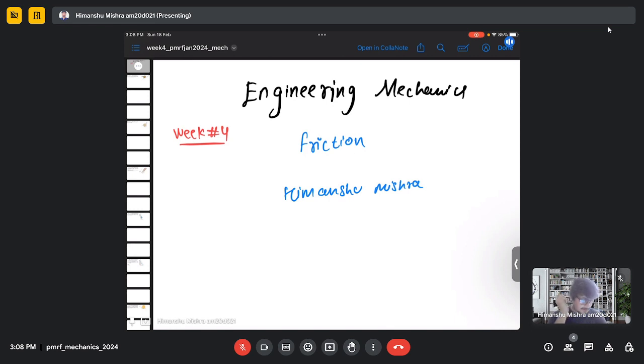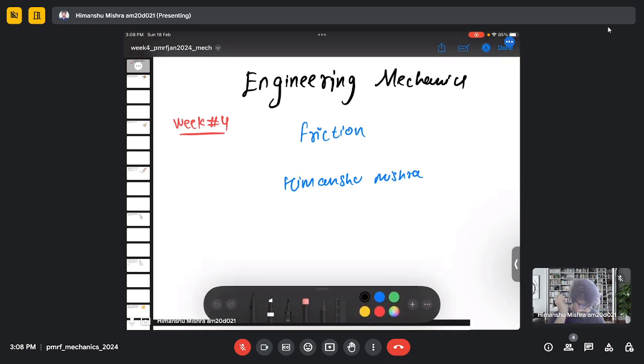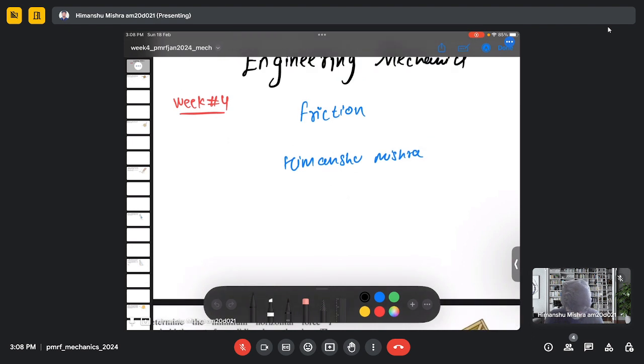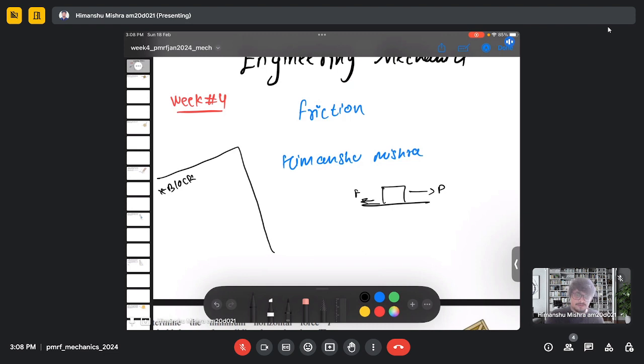So basically in the friction, there are some categories of problems that you need to know about. So first is the block friction problems, where you usually have a given block, and there is an external force which is usually acting on the block, and you need to find either the external force or the frictional force. So there will be frictional force in the opposite direction of the external force, and there will be a normal reaction which is acting on the block as well.